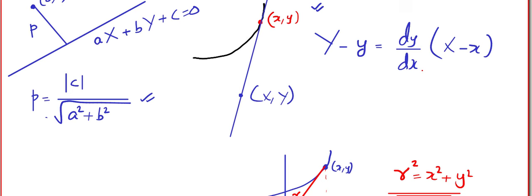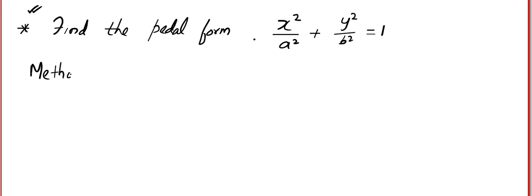So I hope you're okay with the formula. Now we will do one problem in this video and the remaining problems in the next video. Okay, let's start with something which you are familiar with. Okay, so let's say, write the question: find the pedal equation or the pedal form of the ellipse x square by a square plus y square by b square is equal to 1. Okay, I'll teach you two methods. Method 1, it is direct method.